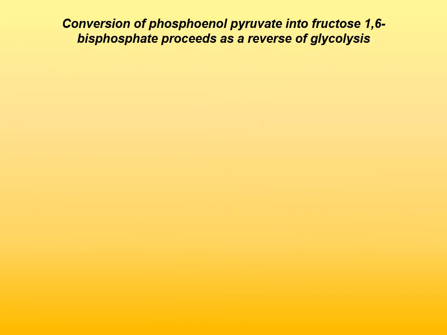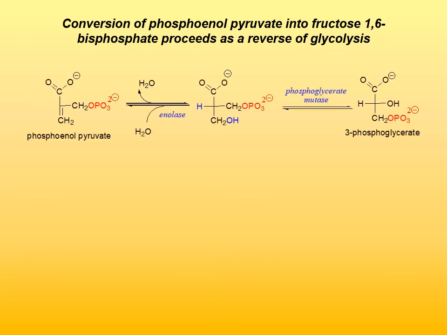Phosphoenolpyruvate is next converted in a series of steps into fructose 1,6-bisphosphate. And those steps are the reverse of glycolysis. All of those steps are reversible, so they occur in what you would consider forward fashion in glycolysis and in reverse in gluconeogenesis, in the order we have learned them. So in this case, starting with phosphoenolpyruvate, through action of the enzyme enolase, the phosphoenolpyruvate is hydrated, and then through action of phosphoglycerate mutase, 3-phosphoglycerate is obtained.